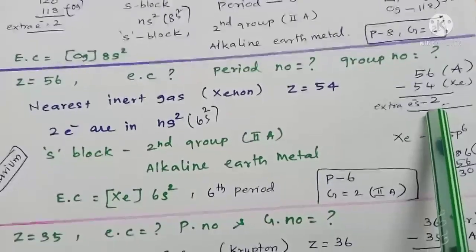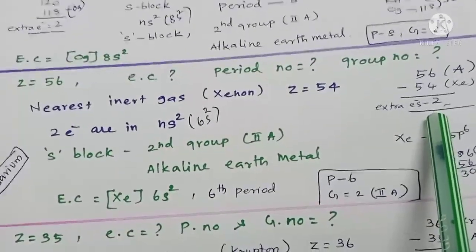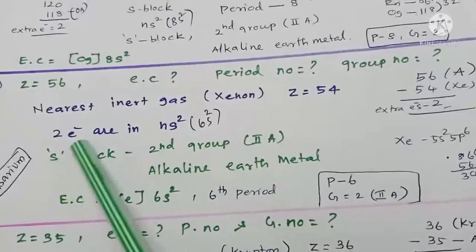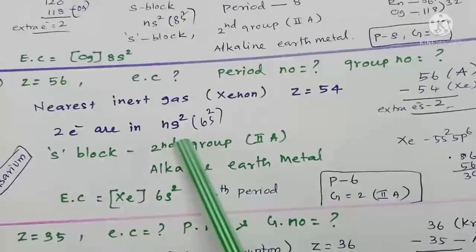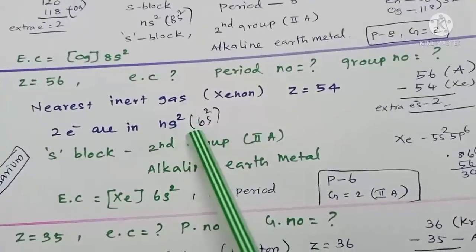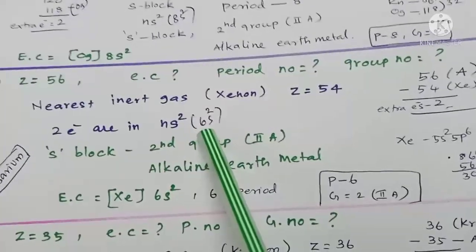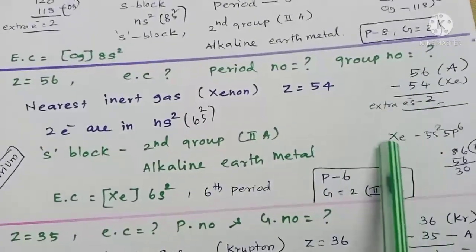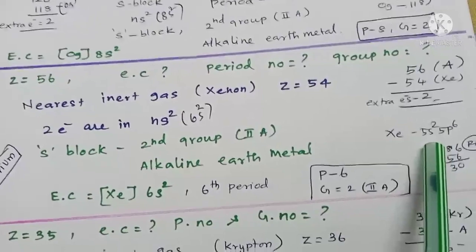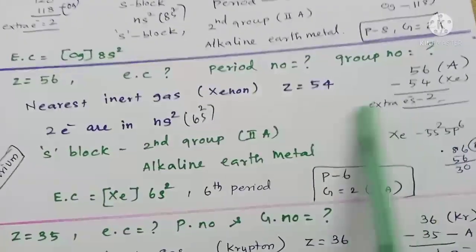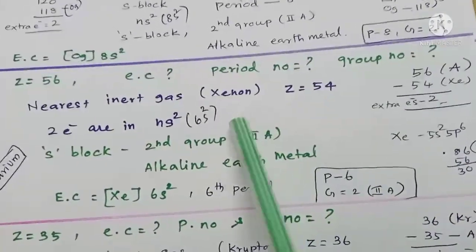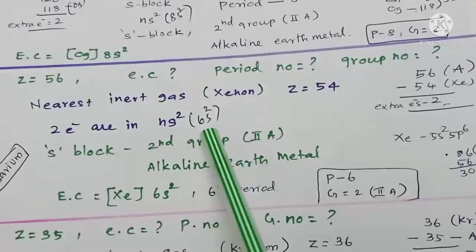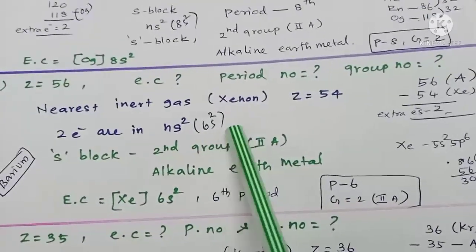These 2 extra electrons are supposed to be in the s orbital, the ns orbital. So it has an ns2 configuration in the valence shell. That is 6s2, because xenon has the configuration 5s2 5p6 in the valence shell. So the 2 extra electrons go into the 6s orbital, a 6s2 configuration.